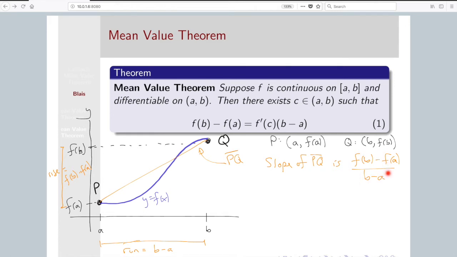Take note that if you were to take this equation 1, and divide both sides by b minus a, this is what you would get. So the mean value theorem, rewritten, has f of b minus f of a over b minus a. Again, that's the slope of line PQ. That's equal to f prime of c.